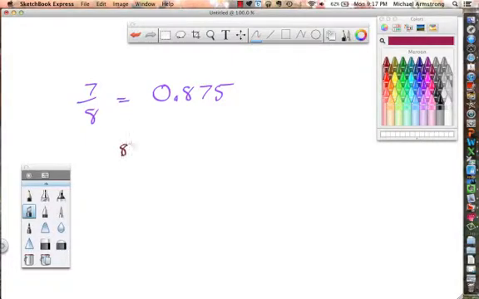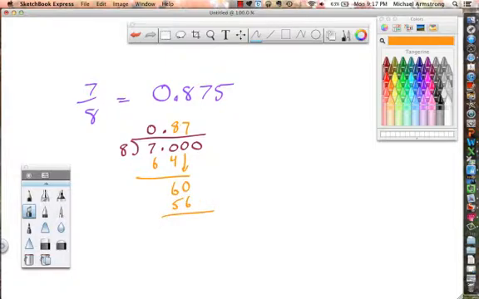7/8 is 8 into 7, or 7 divided by 8. And I'm going to go ahead and put 3 zeros out and prove it to you. 8 goes into 7 0 times. Change colors here. 8 goes into 70 8 times. 8 times 8 is 64. And 70 take away 64 is 6. And bring down the 0. 8 goes into 60 7 times, which is 56. 60 minus 56 is 4. Bring down the 0. And 8 goes into 40 5 times, evenly. 5 times 8 is 40.